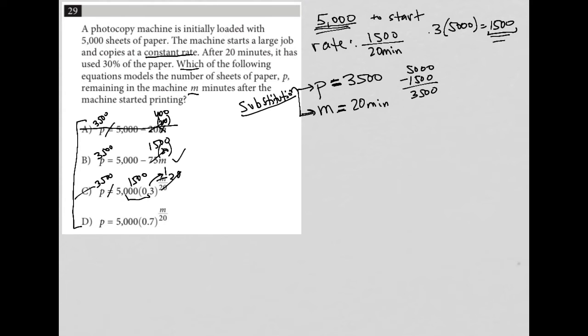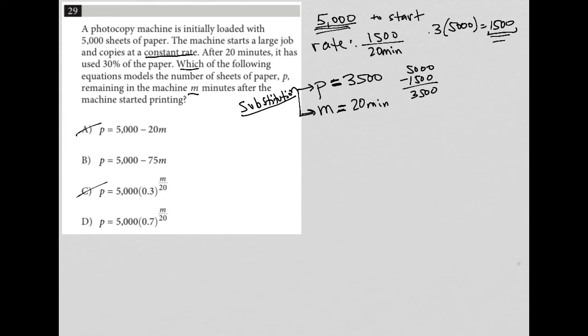Choice D, same thing. Replace M with 20. 20 divided by 20 is 1. 0.7 to the first power is still 0.7. 5,000 times 0.7 is, oh, look at that. It is equal to 3,500. So we end up with two decent answers. Let me erase all this and just remember that B and D were both good, right? But A and C were definitely out.